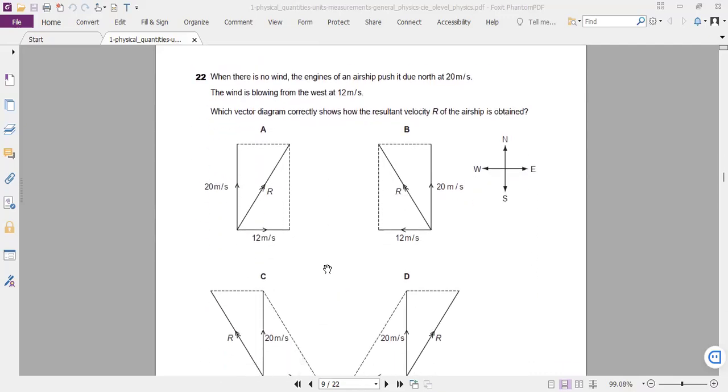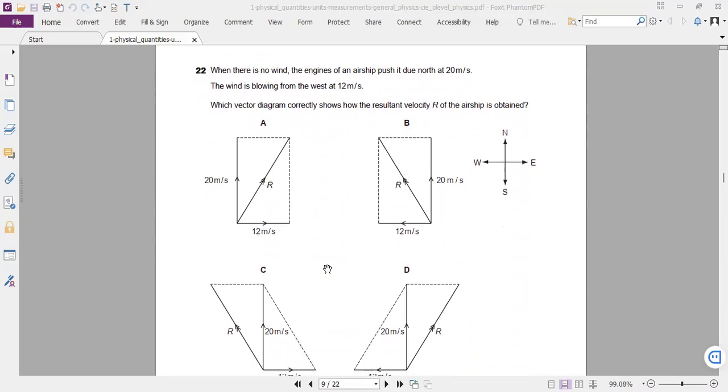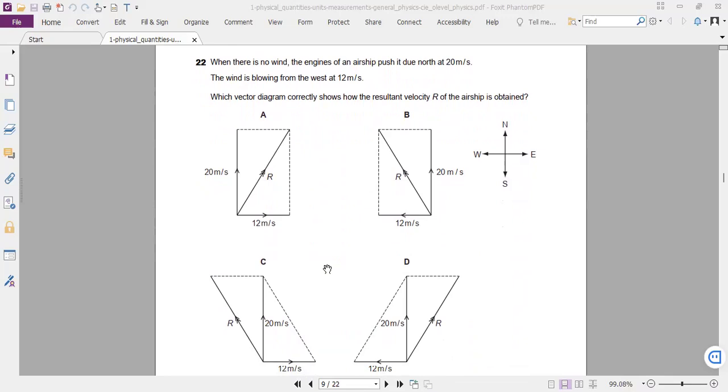Next question, and it's a very important and very critical question to understand. It is a technical question too, and you have to understand it well. When there is no wind, the engines of an airship push it due north. Just bear in mind the directions: north, south, east, west. The airship is pushed towards the north, and the push gives it a speed of 20 meters per second in this direction.